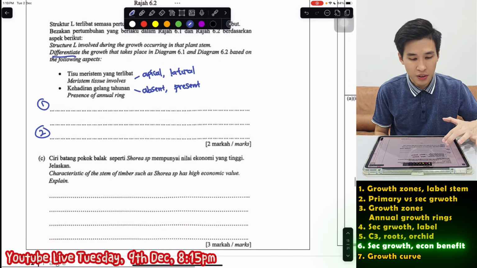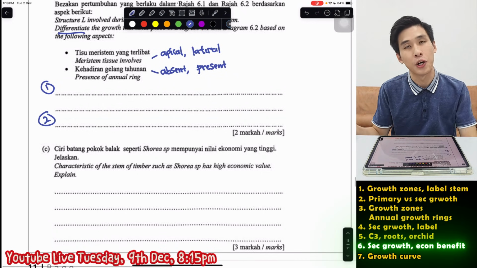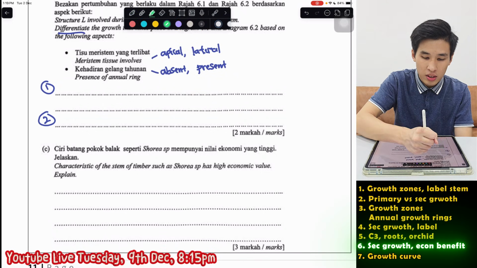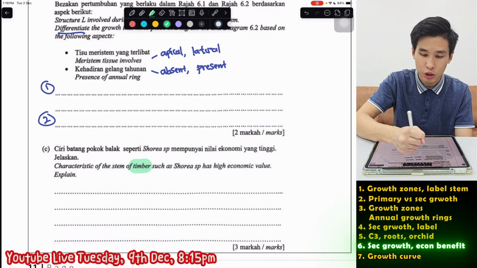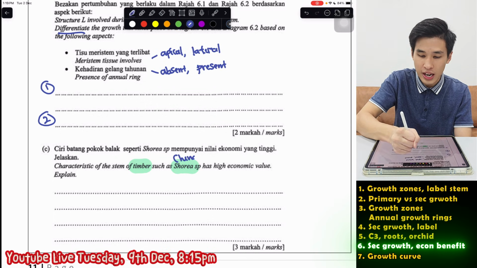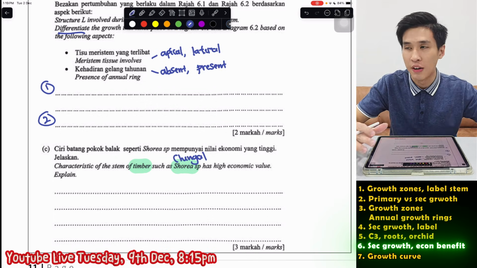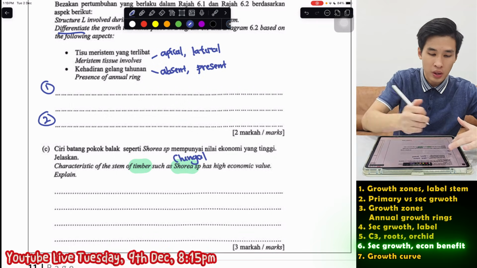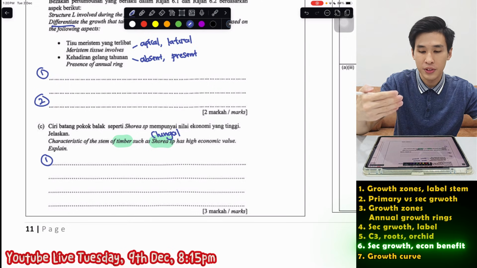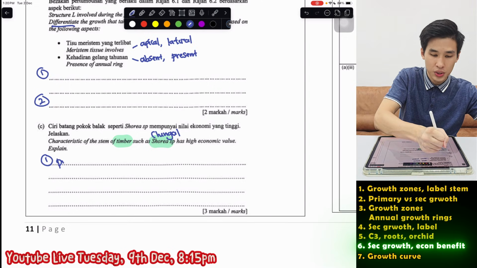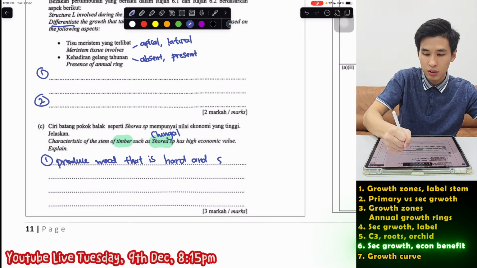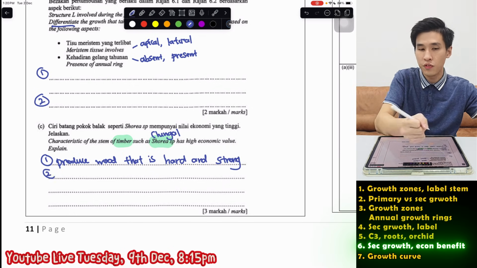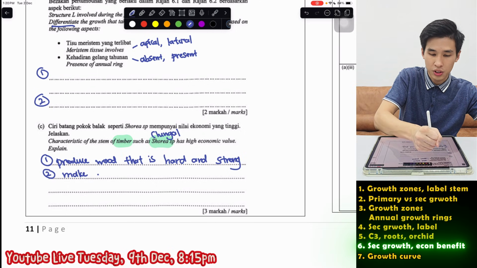Okay, so characteristics of stem of timber such as shoria that has high economic value. Explain. So timber means wood. Plants that have wood are plants that undergo secondary growth. So especially like shoria, chengal, these kind of trees, their wood are even stronger. We usually use their wood to make furnitures, for example. So they ask us to write the characteristics of the stem. So you can say it basically produces wood that is hard and strong. So if the wood is hard and strong, what can we use it for? You can use it to make furnitures, for example.